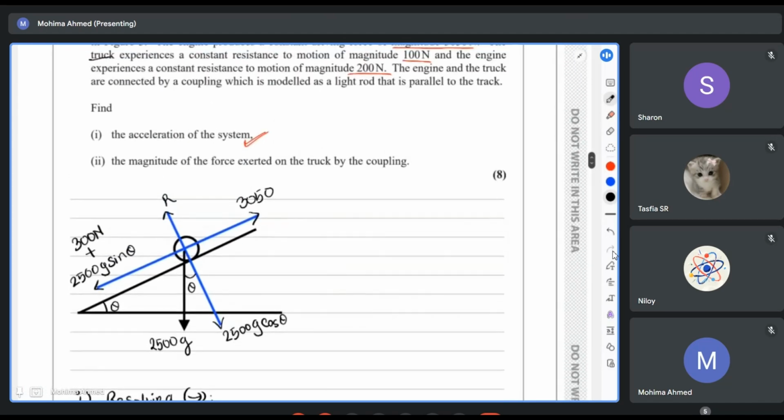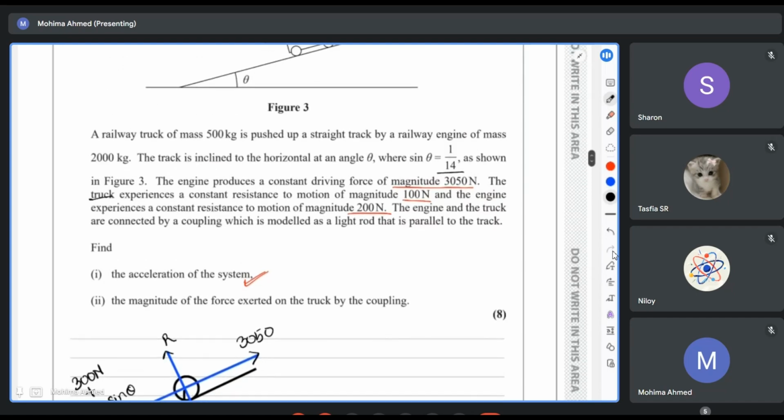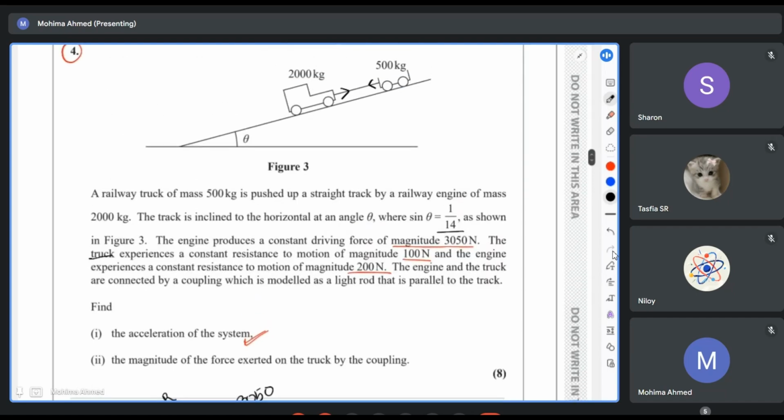Wait just 1 minute. The magnitude of the force exerted on the truck by the coupling. Oh, wait, I didn't actually read the question properly. It says on the truck by the coupling. Now, the force that I drew over here was for the force on the coupling by the truck. Okay, this was basically the force exerted by the truck on the coupling.